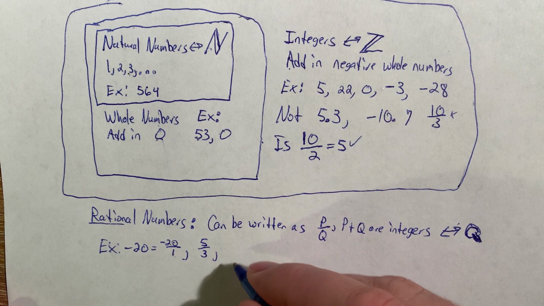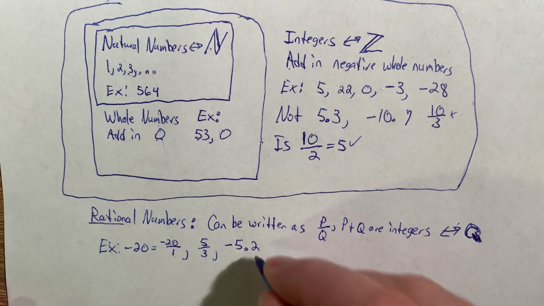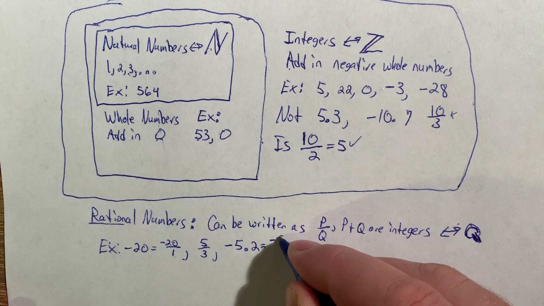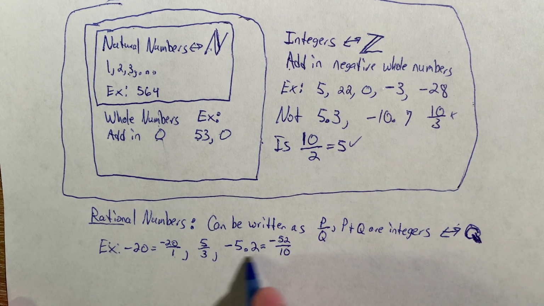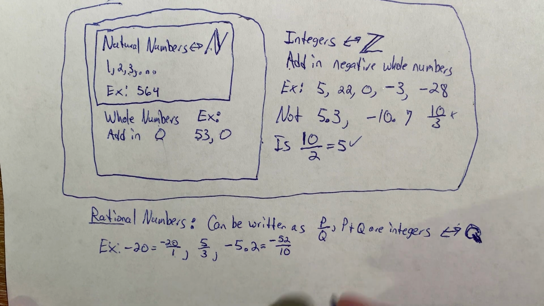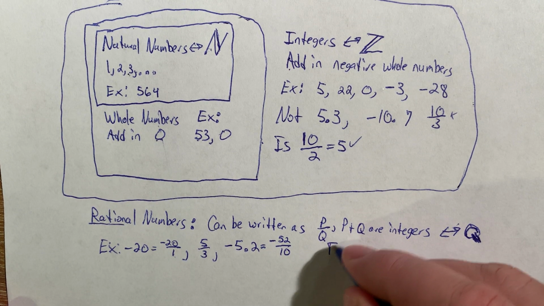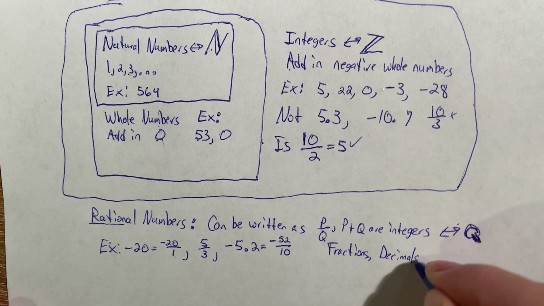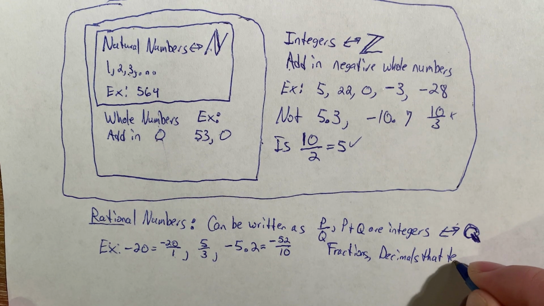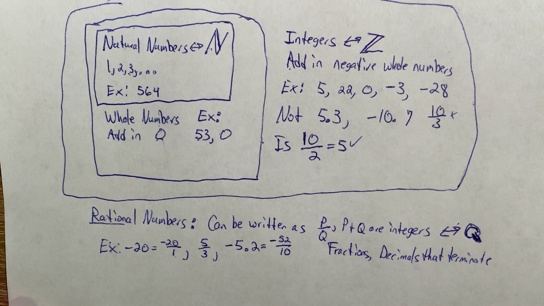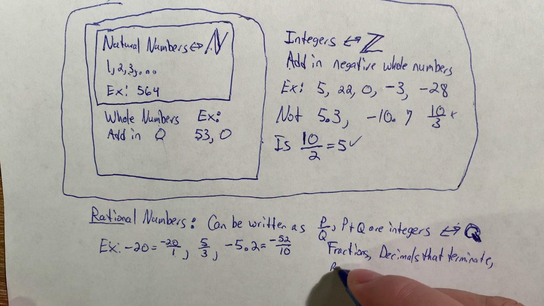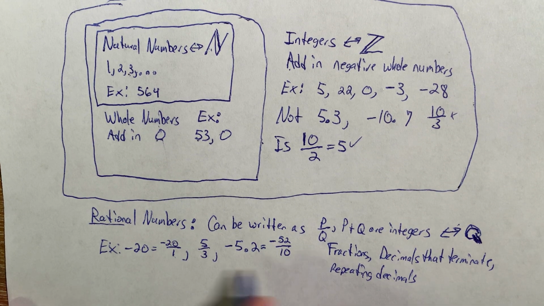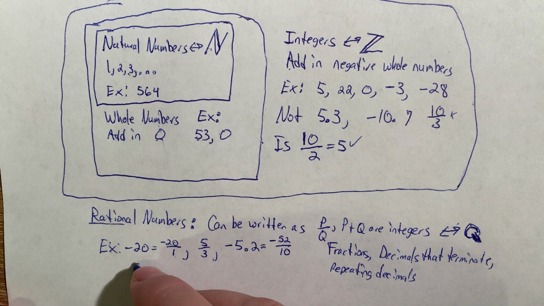We also include things like decimals. -5.2 is a rational number because it could be rewritten as -52 divided by 10. So anything with a decimal point that ends, so fractions, decimals that terminate, which is when they end, and repeating decimals are all rational numbers.